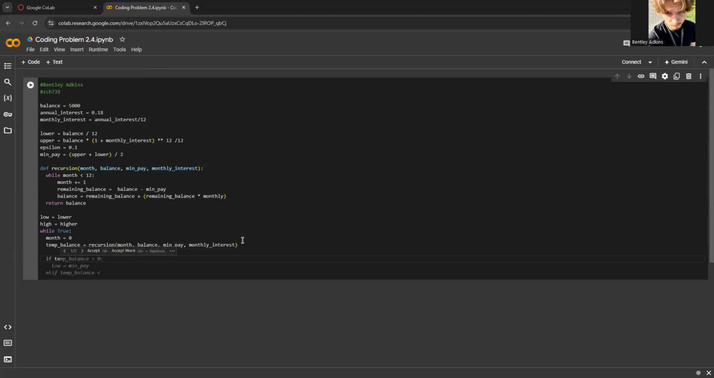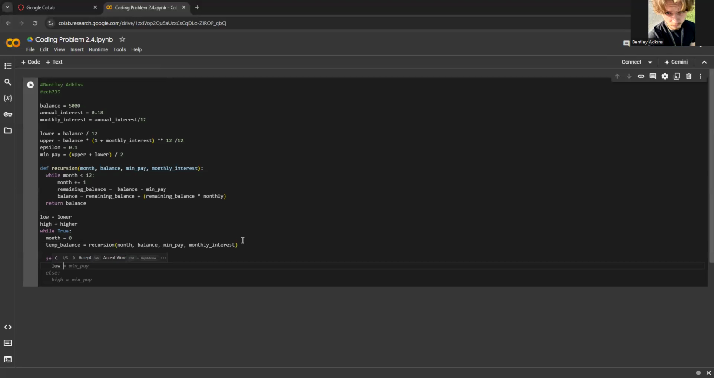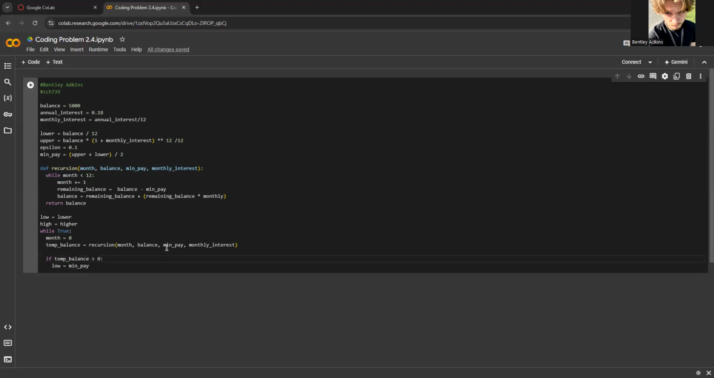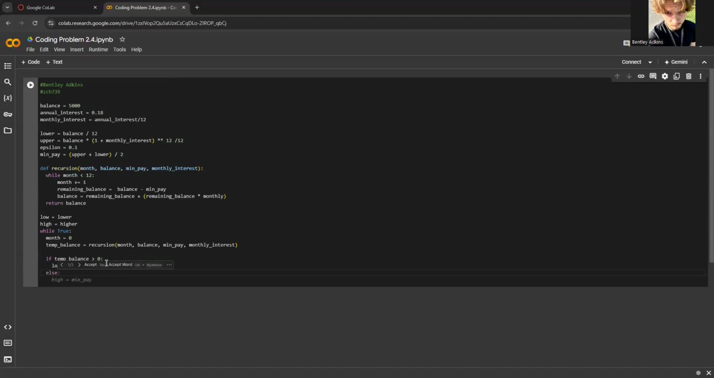And we'll run an if statement. If the temp balance is less than 0, low is going to equal the minimum payment. If the temp balance is greater than 0, the low is going to equal the minimum payment. Then else, the high is going to equal the minimum payment.